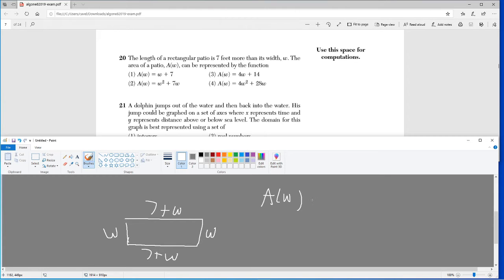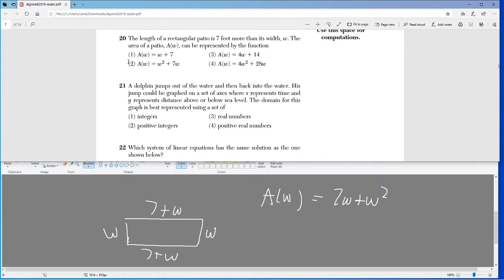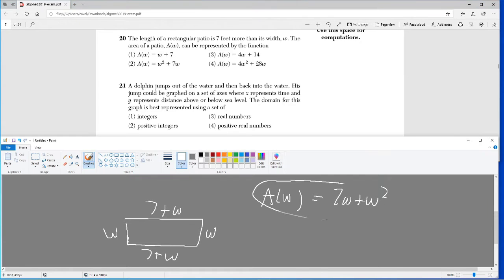So we have 7w plus w squared. The answer to 20 is choice number 2: a of w is equal to w squared plus 7w.